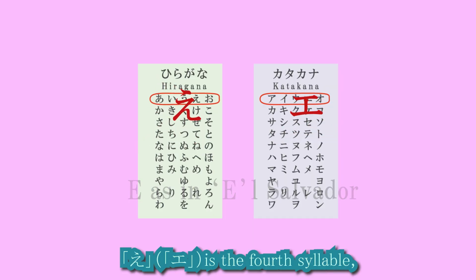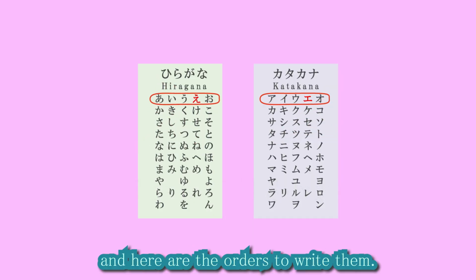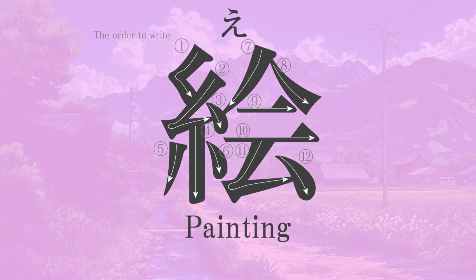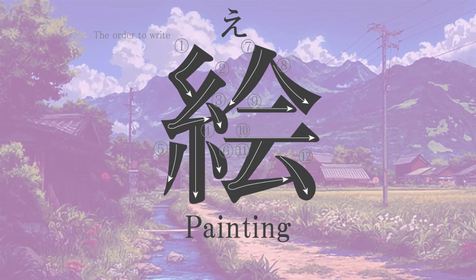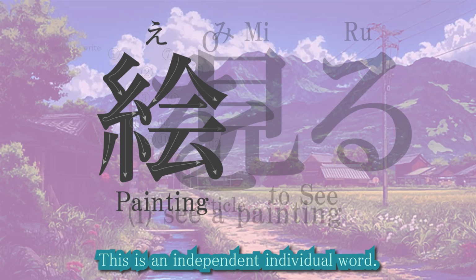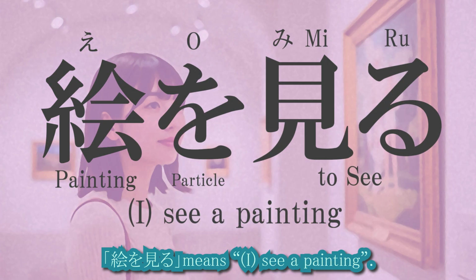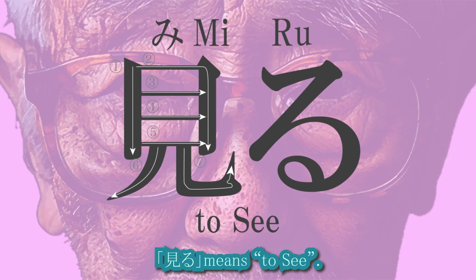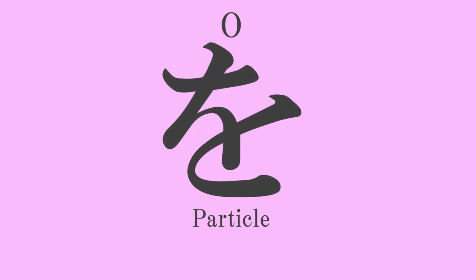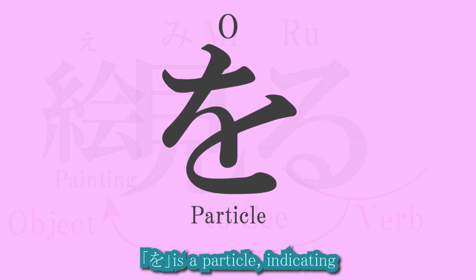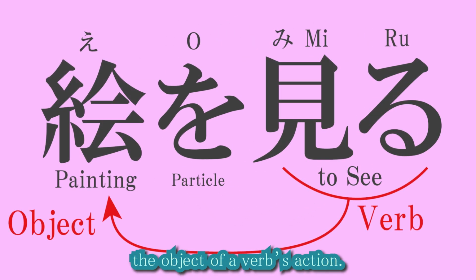E is the fourth syllable and the fourth vowel, and here are the orders to write them. E means painting, picture. This is an independent individual word. E o miru means I see a painting. Miru means to see. O is a particle indicating the object of a verb's action.